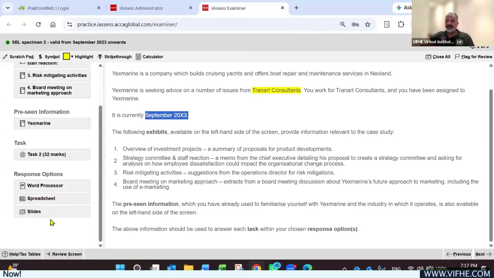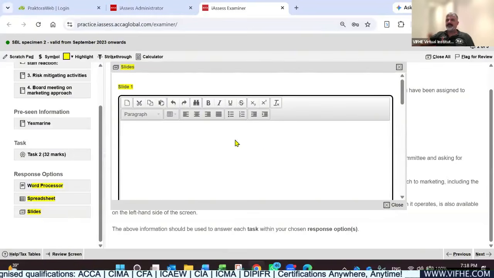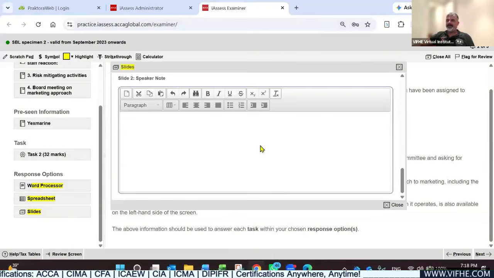Do you see this slides? Then we will not use the word processor. For that task, we will click the slide button. Shall I click it? Okay, so I will click slides. When you click on slides, this format will open.